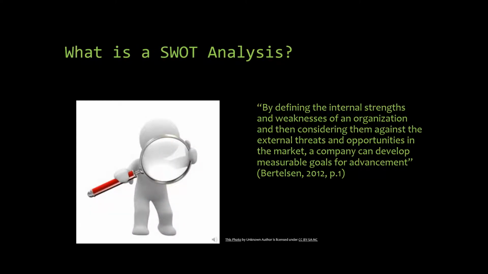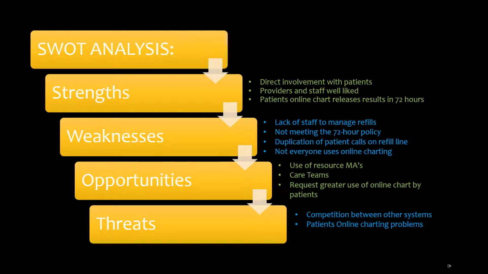So now that we've got our mission and our vision statement, let's look at the SWOT analysis itself. What is it? It's a way of challenging a process or procedure where the results have not been positive for the organization or consumer. The analysis looks for reasons why a process is not working and how that process can be changed to meet the goal set by the organization. And by defining the internal strengths and weaknesses of an organization, and then by considering them against the external threats and opportunities in the market, a company can develop measurable goals for advancement.